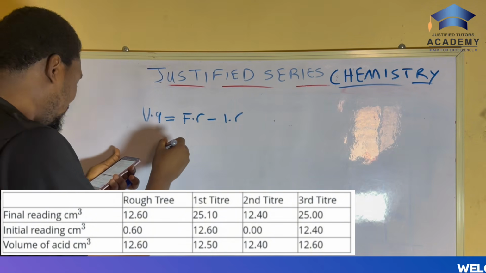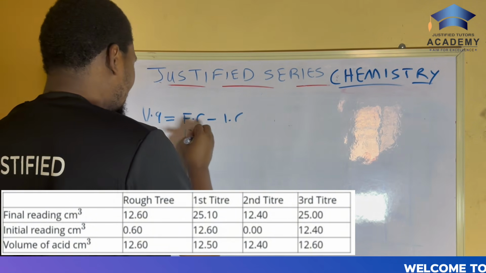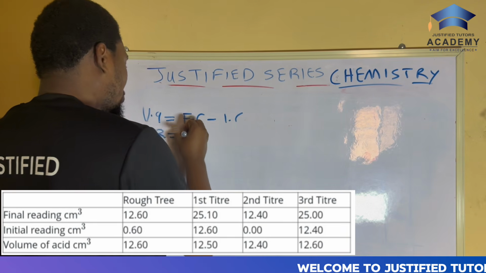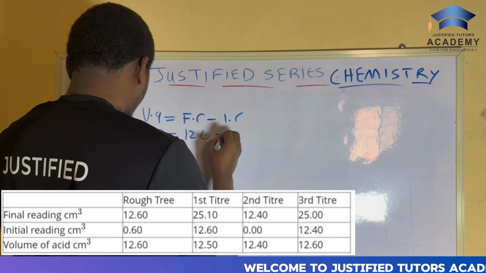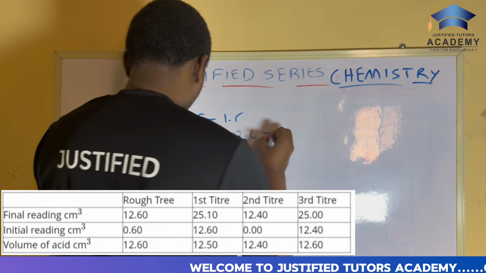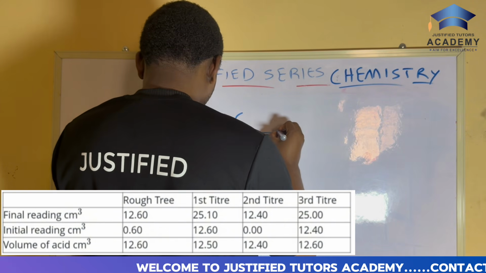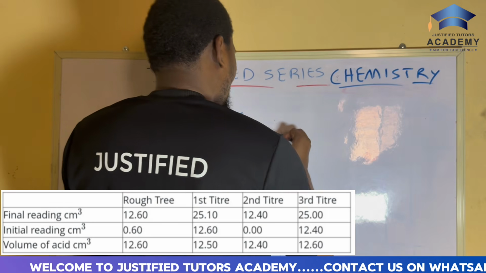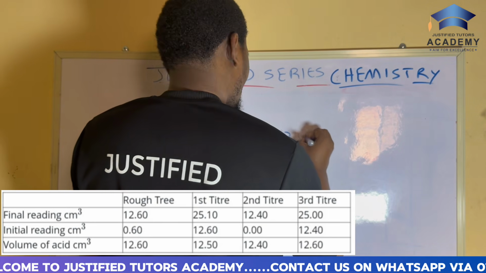Now, for the rough, it will be 12.6 minus 0.6. That will give you 12.00. I don't know why it's showing me rubbish here.